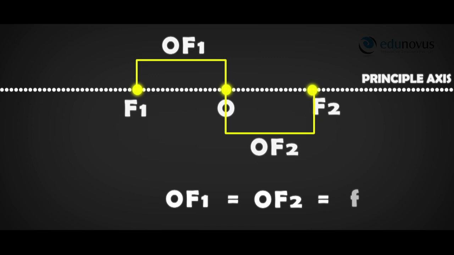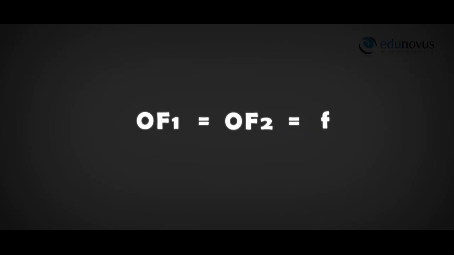The distance between the optical center O and one of the principal focus of the lens is called focal length. Hope you got a clear picture about the terminology associated with the convex lens. Now, let us go through the aim and apparatus required to perform this experiment.